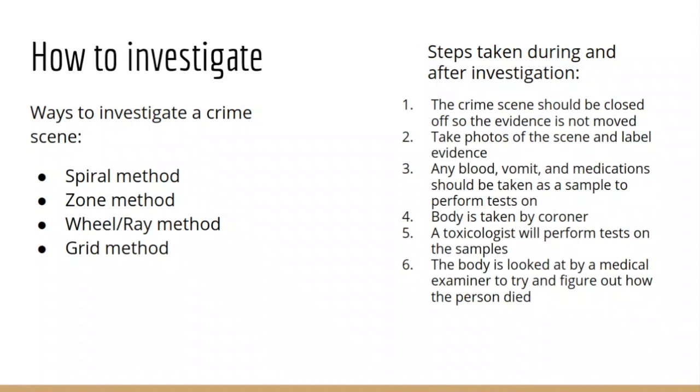Then the next step is the body is taken by a coroner who will perform the autopsy. Number 5, a toxicologist will perform tests on the samples of the blood, vomit, and medications to see what she was taking before she died. And then the body is looked at by the coroner to determine how she died.